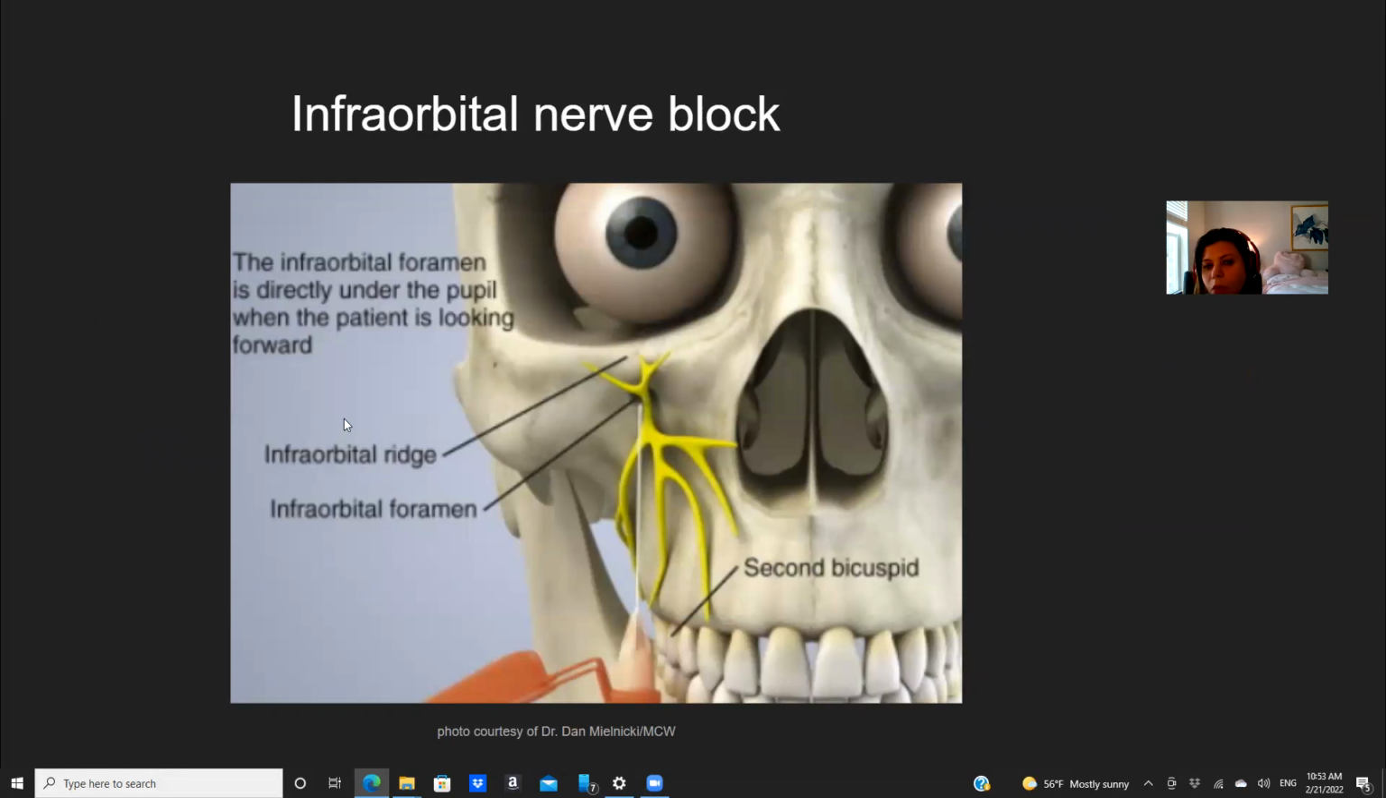Okay, the next block we have is the infraorbital nerve block. Again, I want you to try to feel the infraorbital foramen. It's like a little tender spot right here. When the patient is looking forward, it's the exact same line with the pupil. So right under that pupil, that's where the infraorbital foramen is.